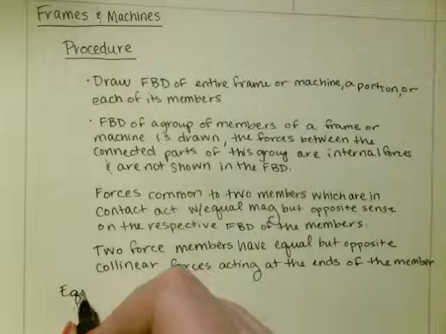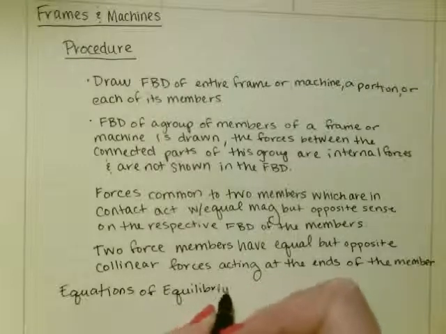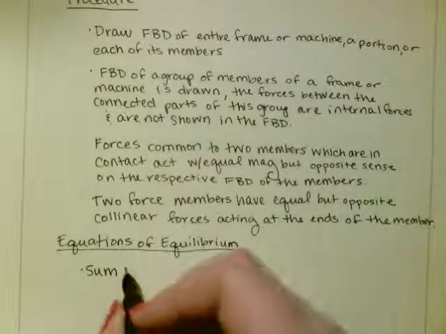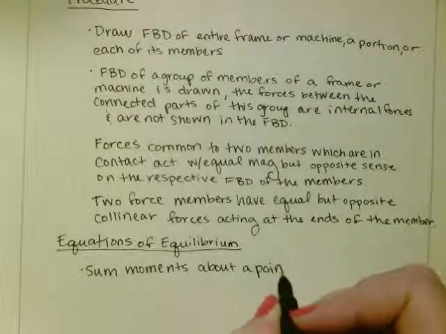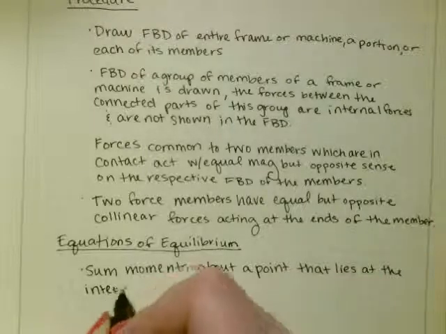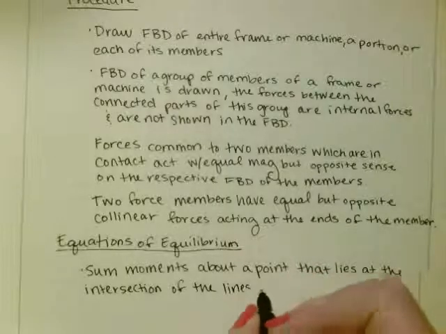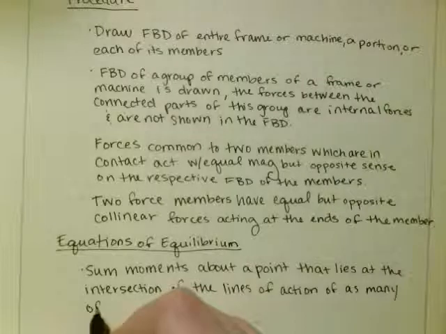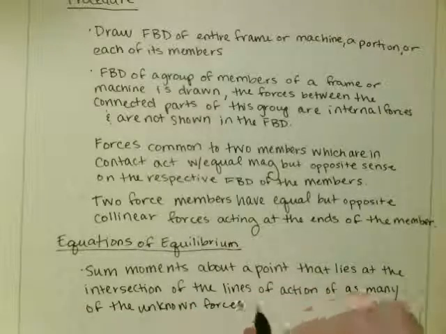Then for the equations of equilibrium, you want to sum the moments about a point that lies at the intersection of the lines of action of as many of the unknown forces as possible.